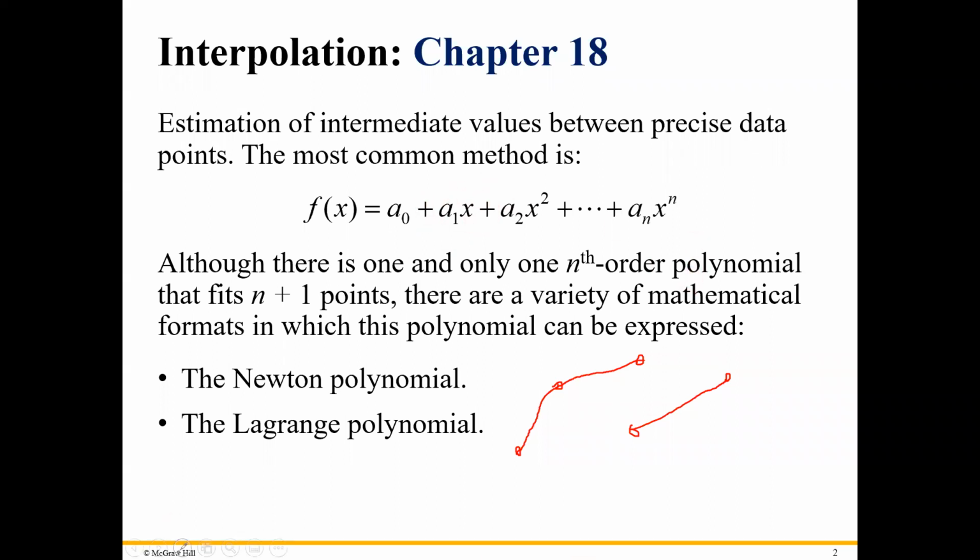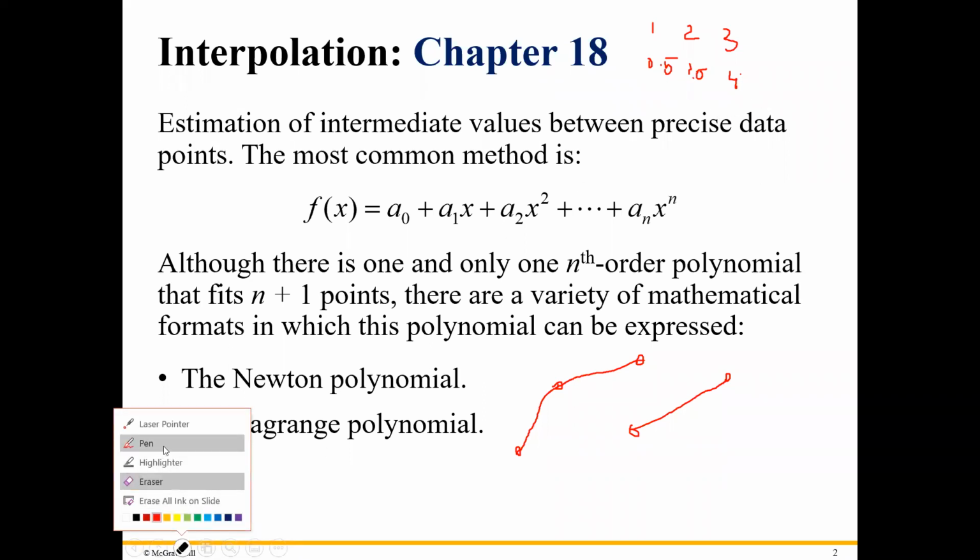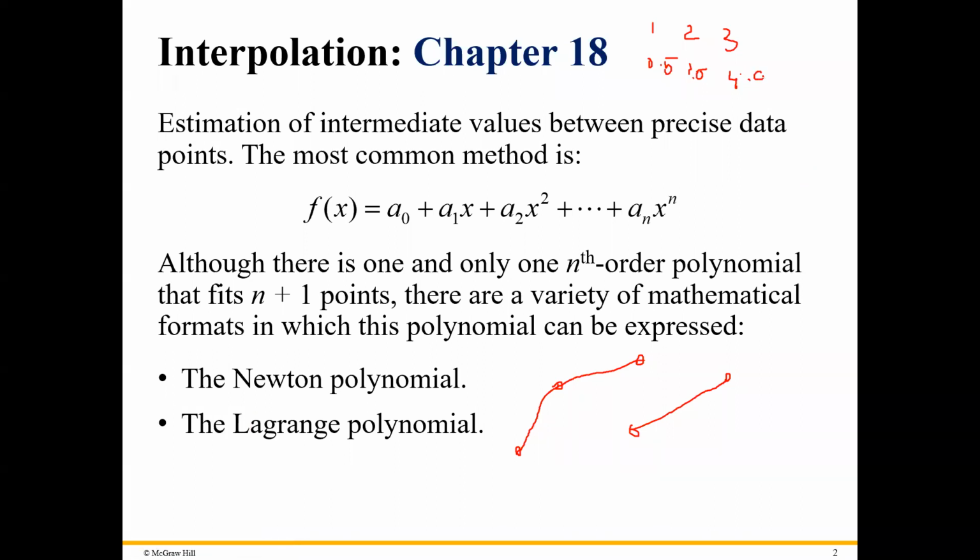So for example, if previously you are given the x values 1, 2, 3, and then you have some values of the function like 0.5, 1.6, and 3 is 4.9. Then you fit a curve. And then later on for the interpolation, maybe the problem will say to find the value at 2.5.